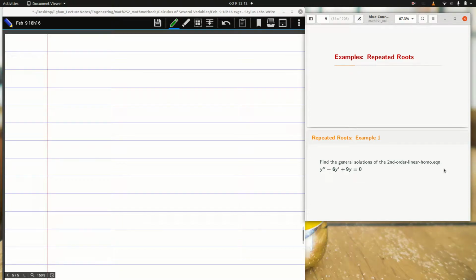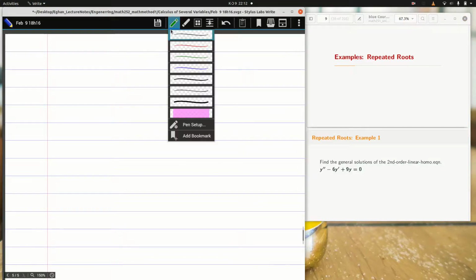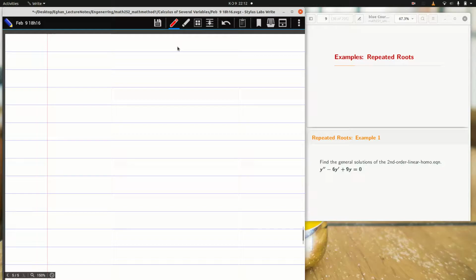We continue from where we left off on the higher order linear ODEs with constant coefficients. In this case, I'm looking at examples on repeated roots. So I'm asked to find a general solution to the equation that.